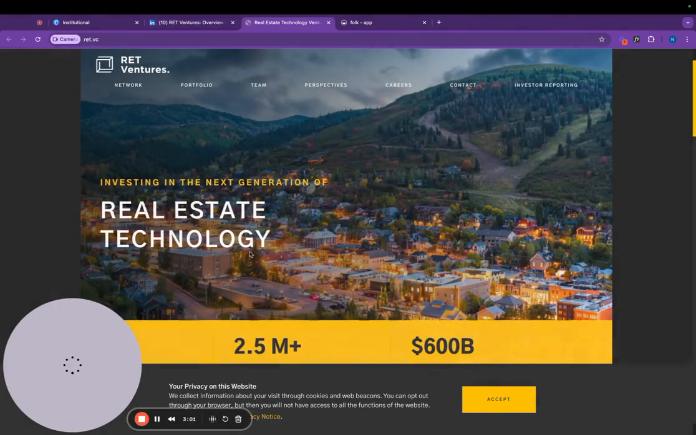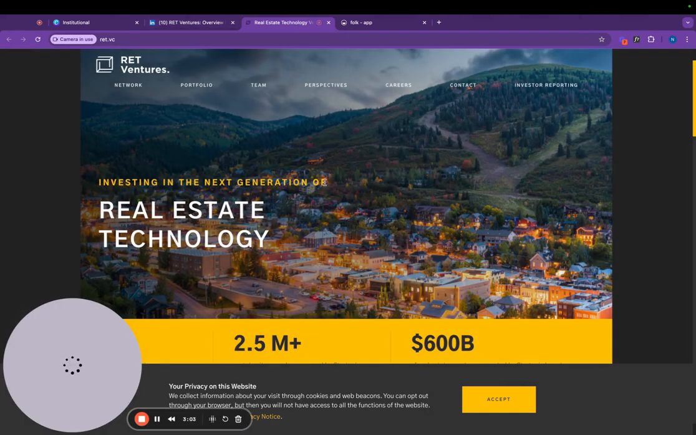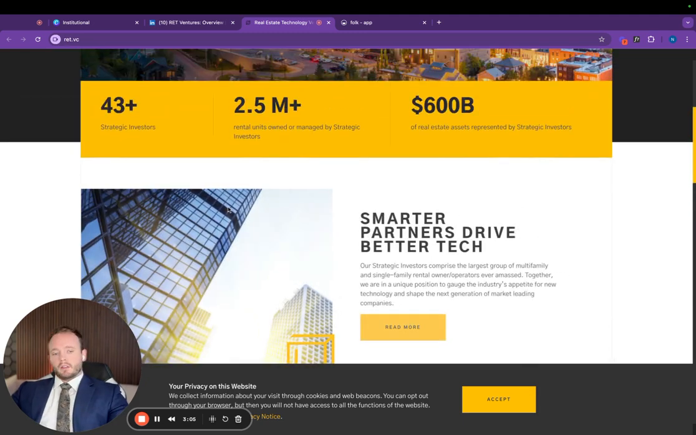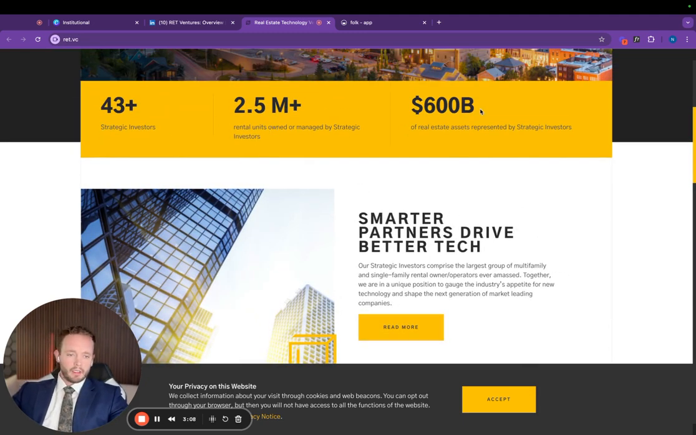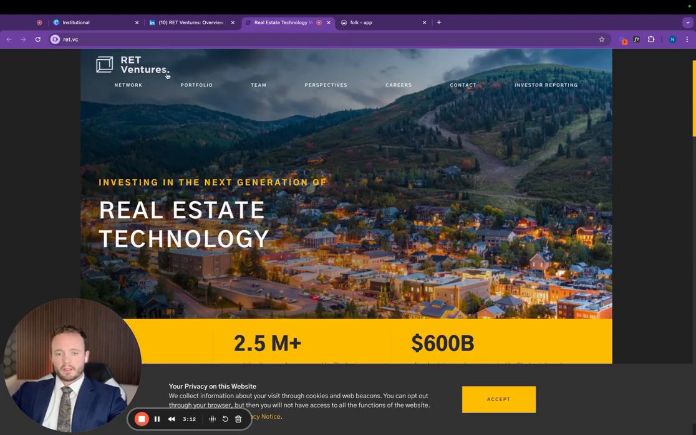Let's take literally 2 minutes and see how much information we can get. RET VC, real estate technology. Okay, so these are investing in the next generation. Great, cool. Real estate assets represented by strategic investors. Okay, so that's the first step I do.